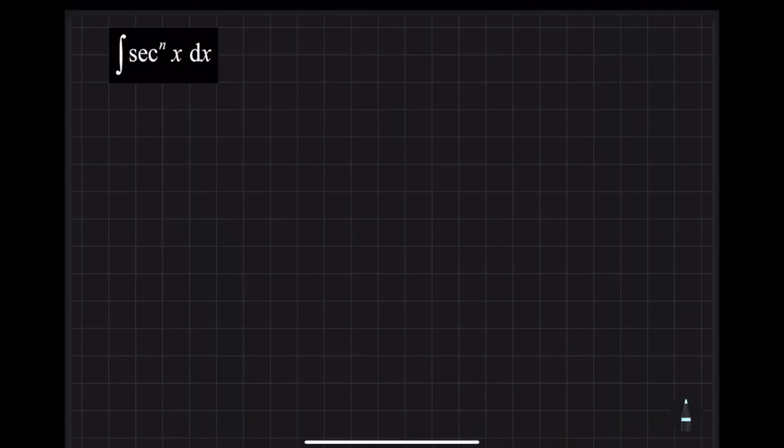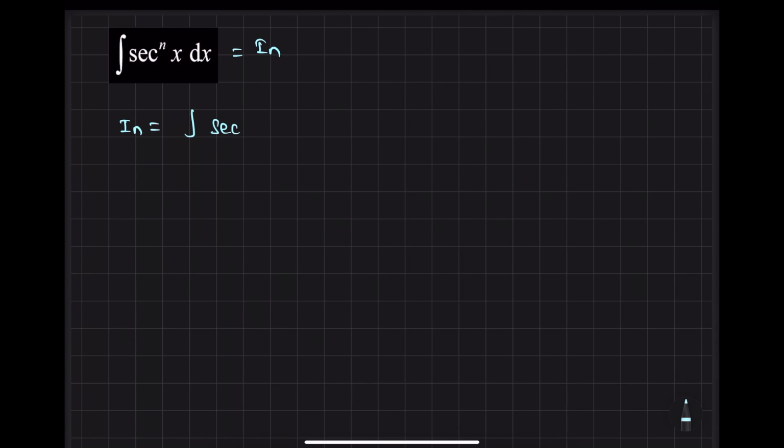Okay, so we have to find the reduction formula for the integration of sec power nx. What we will do is consider this as In. Okay, so look at this. We consider this as In, sec power n x.